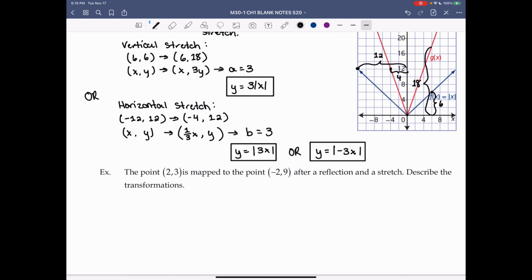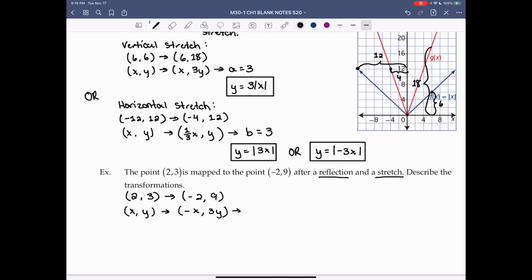The point 2, 3 is mapped to the point negative 2, 9 after a reflection and a stretch. Describe the transformations. So we have 2, 3 goes to negative 2, 9, which means that x, y goes to negative x, 2 to negative 2 is negative x, and then 3 to 9 means we're multiplying by 3, so 3y.